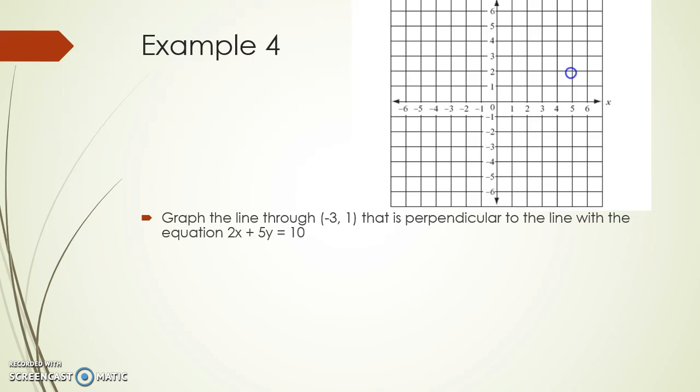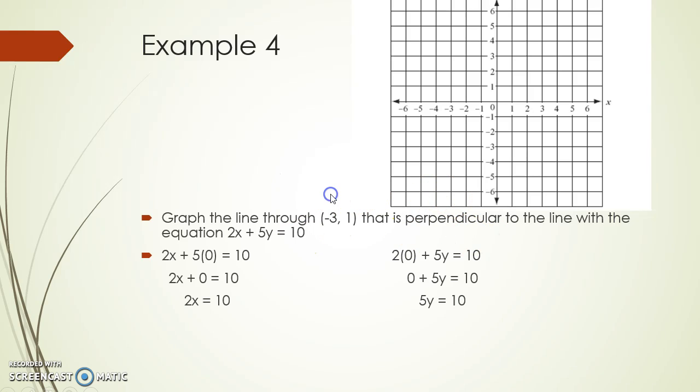Alright, in our last example, we're going to graph a line through the point -3, 1 that is perpendicular to the line with the equation 2x plus 5y equals 10. Once again, we plug in 0 for y on the left and 0 for x on the right, because we are looking for the x-intercept and the y-intercept. When I solve those equations, I get an x-intercept of 5 and a y-intercept of 2. So I can graph those points at 5, 0 and 0, 2.